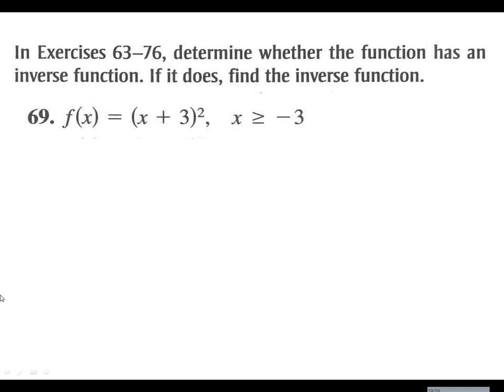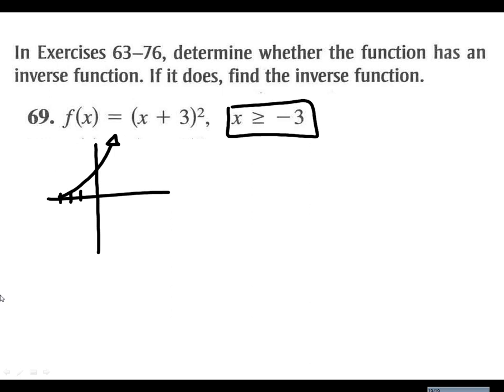All right, does this have an inverse? If we did not have this restraint, it would not pass the horizontal line test. This is a parabola, shifted left 3. It would normally look like that. But since we say x has got to be greater than or equal to -3, we lose that whole part. And so it's just going this way. That passes the horizontal line test. It does indeed have an inverse.